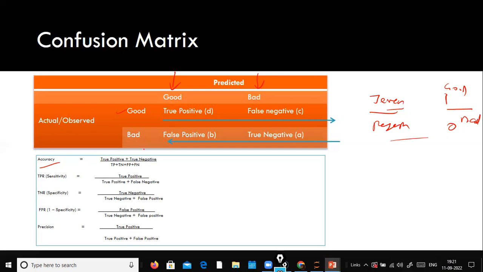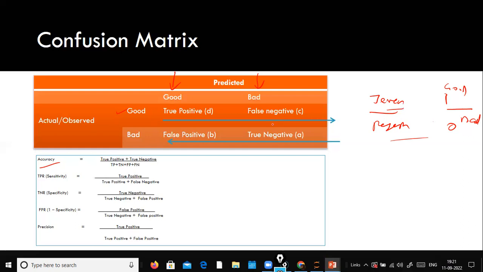Sometimes the person is actually bad, but my model predicts him as good. Sometimes the person is actually good, but my model wrongly predicts bad. So this is called your false negative, and this is called your false positive. How many of you remember type 1 error and type 2 error? In hypothesis testing, we discussed it, right? But here, let's say Rajesh is bad, and my model also correctly predicted, yes, this guy is bad. That is called true negative.